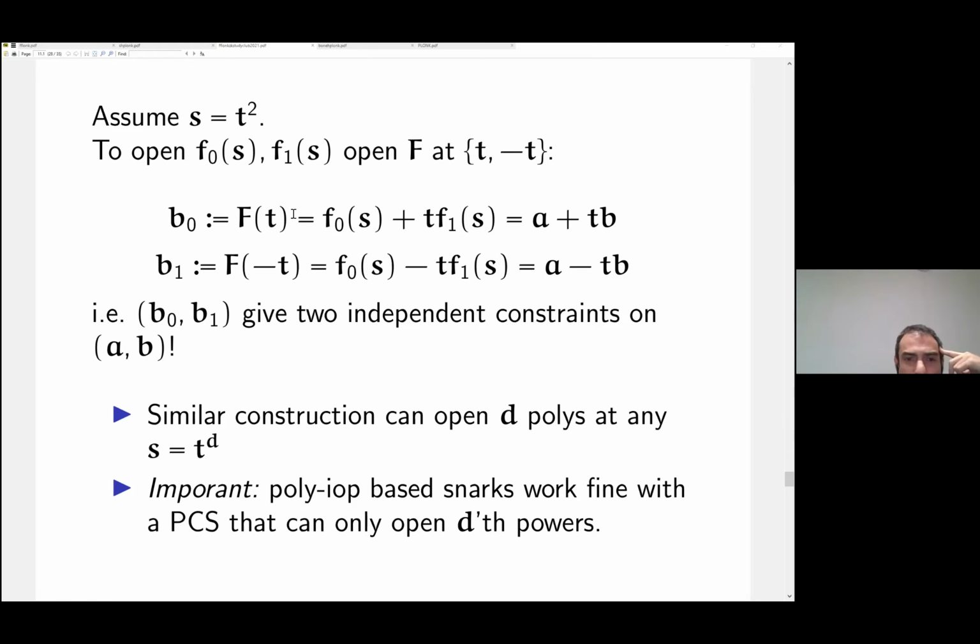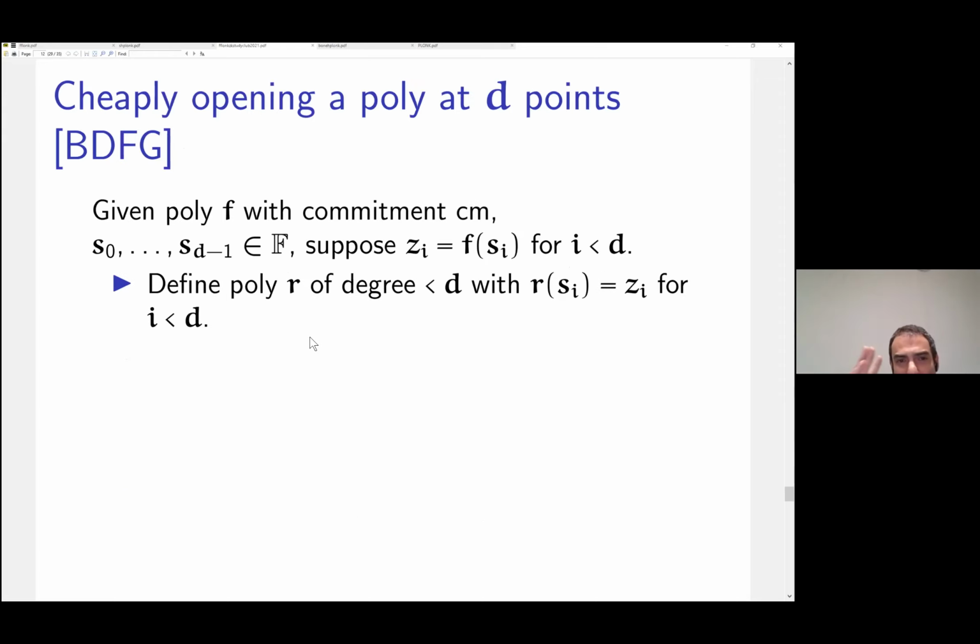Okay, so that was the central thing in the paper. Again, please ask if something was not 100% clear.